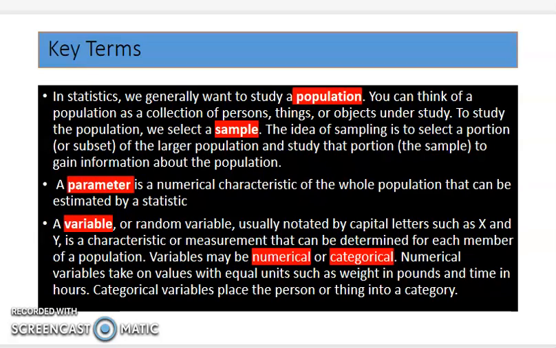Now, a parameter is a numerical characteristic of the whole population that can be estimated by the statistics. And a variable, or you can say a random variable, usually denoted by the capital letters X and Y as mentioned here, is a characteristic or measurement that can be determined for each member of the population.